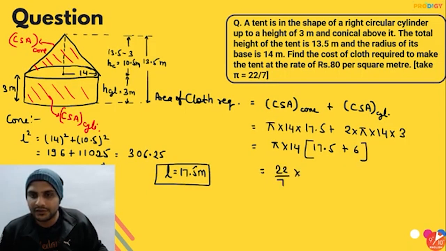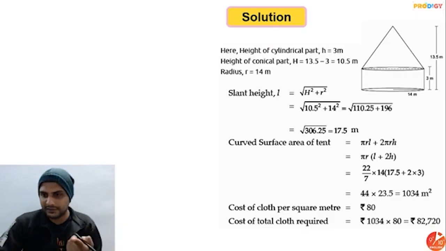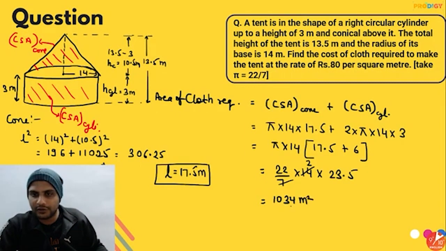22 by 7 into 14. 17.5 plus 6 will be equal to 23.5. 7 ones are 7, twos are 2 into 22 is 44. 44 into 23.5, you'll get the area. Area will be something 1034. Okay, you do the calculation. 1034 meter square is the area of cloth required.